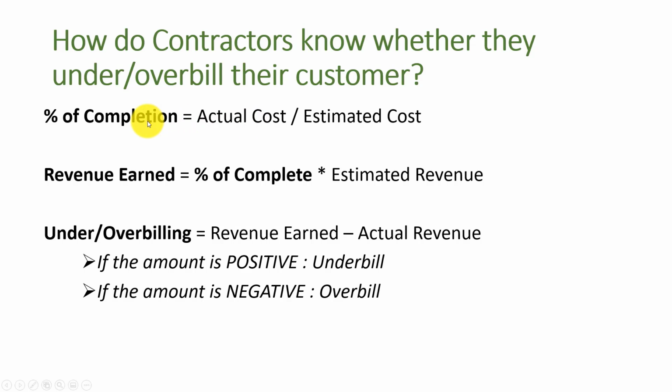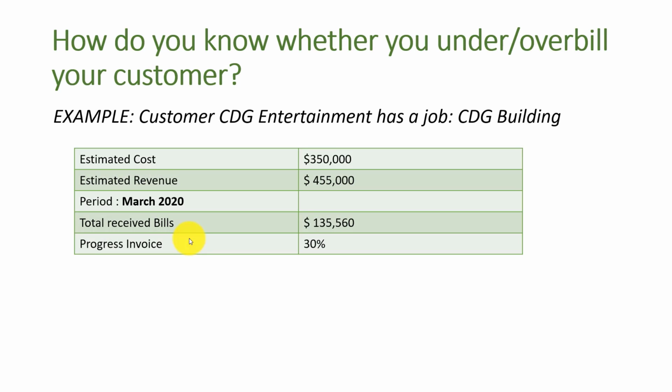That's the first thing. The second thing, we're going to need to calculate revenue earned. Revenue earned is calculated by percentage of completion times estimated revenue. So we're going to come up with the revenue earned. We're going to subtract the actual revenue from it, and we're going to come up with a number. If that number is positive, we are underbilled. If that number is negative, we overbilled. Okay? So there's a lot going on, but let's get into an example to make it simple for you.